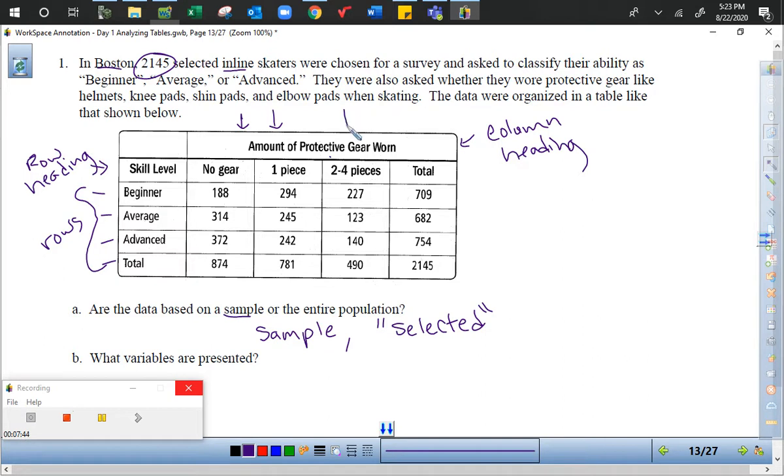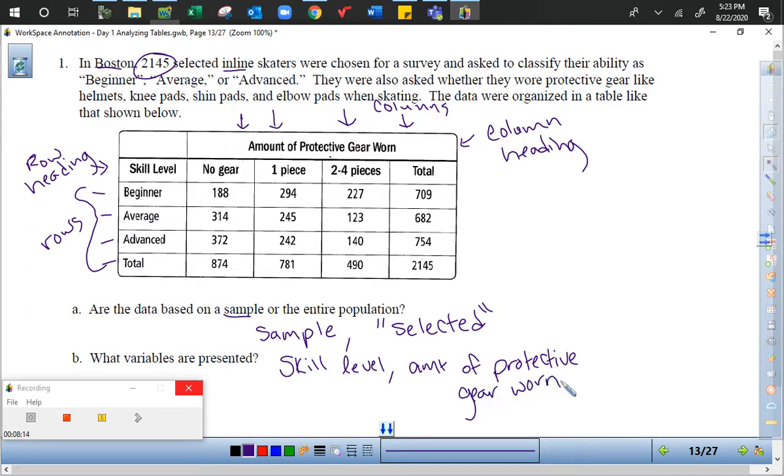I'll go ahead and label these. So for us, we've got two. We've got the skill level, and we've got the amount of protective gear worn. So questions like that, check out your headings, and it's going to take care of that for you.